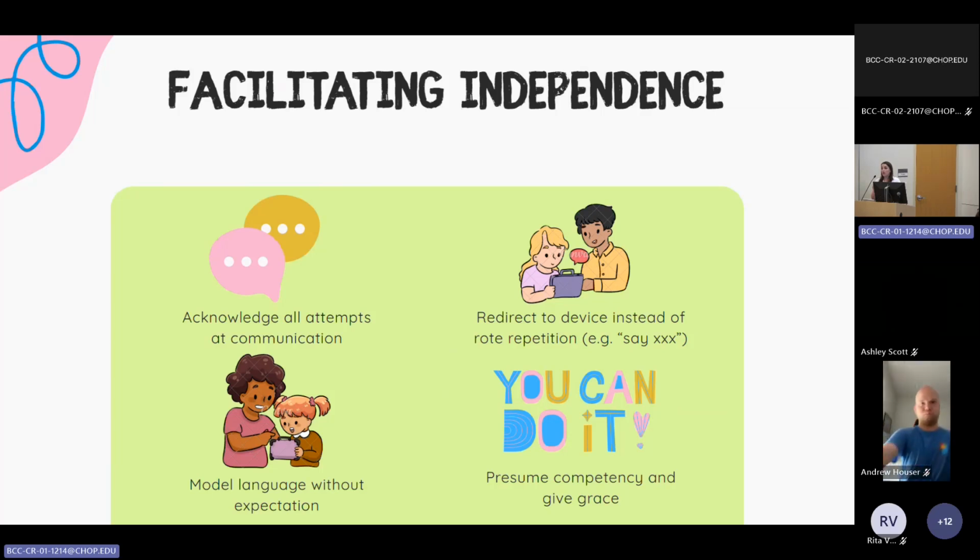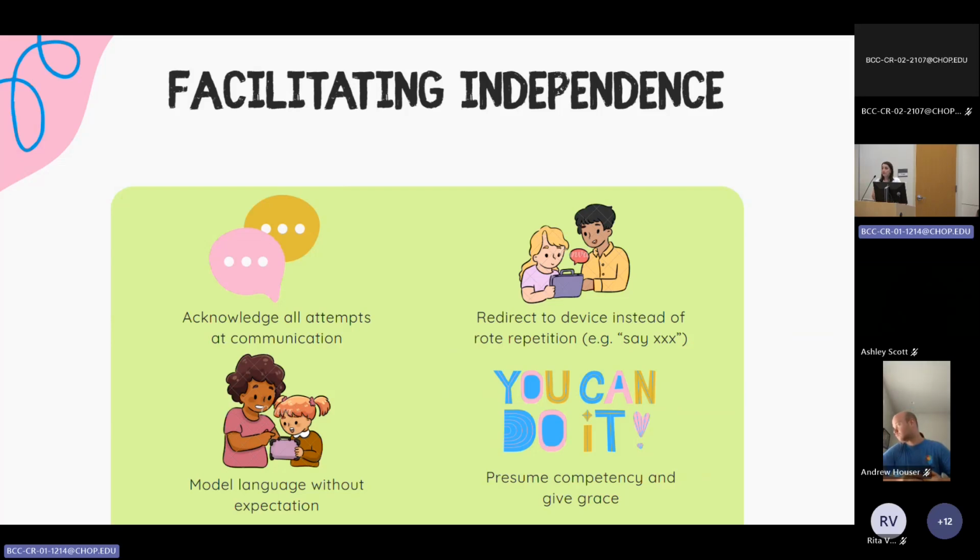So another kind of trap that I see a lot of families getting caught in is say, I want cookie, say, I need bathroom, say whatever. If we get trapped in this say, it just becomes rote repetition, as opposed to the user actually thinking about what they want to have to say and then initiating it. So that's a big one.